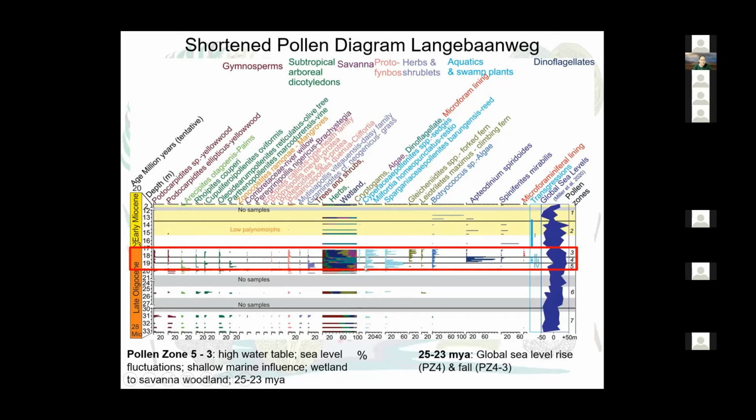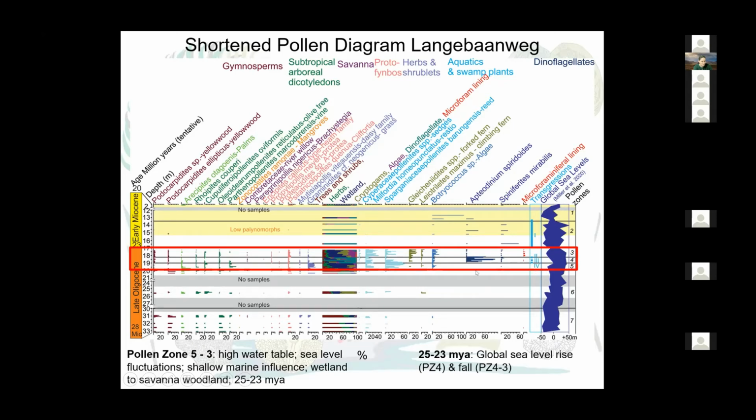Pollen zones 5 to 3 are dominated by wetland taxa belonging to Milfordia, Homeopunctatus, or Restionaceae, as well as Sparganiaceaepollenites barungensis belonging to Sparganiaceae. We also see high percentages of grasses, as well as some palms. And another interesting thing that we see is the high percentages of Apteodinium spiridoides. And based on the fluctuation of Apteodinium spiridoides, we can assume that there were 3 marine transgression and regression events.